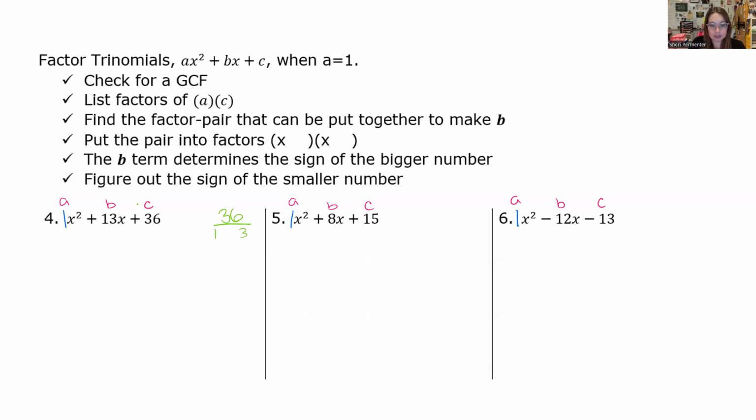1 times 36. 2 times 18. 3 times 12. 4 times 9. 5 doesn't go into 36. 6 times 6. And then you don't have to repeat them, because next you would have 9 times 4. Well, you already have that right here, so you don't have to list it both ways. So I just start with 1 and I see, like, does 1 times something equal 36? And you use a calculator. Use a calculator if you're struggling.